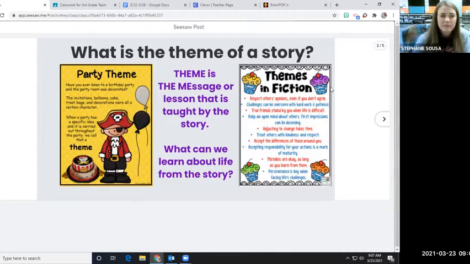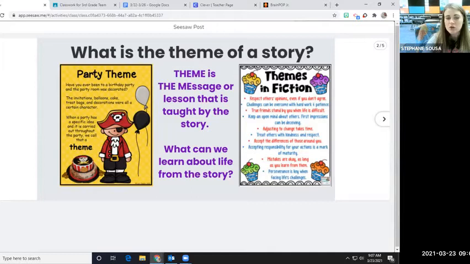So a theme can also be applied in literature. It's an idea that is carried out through a whole text. So the theme is the message. The message, it says theme, or lesson that is taught by the story, okay? What can we learn about life from the story? This is an example of some themes, okay?